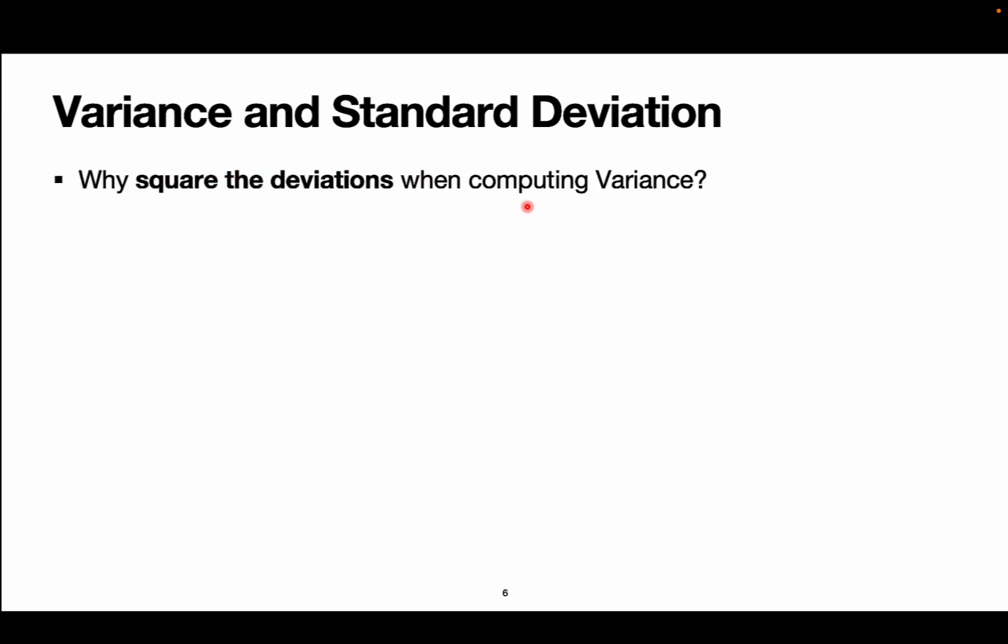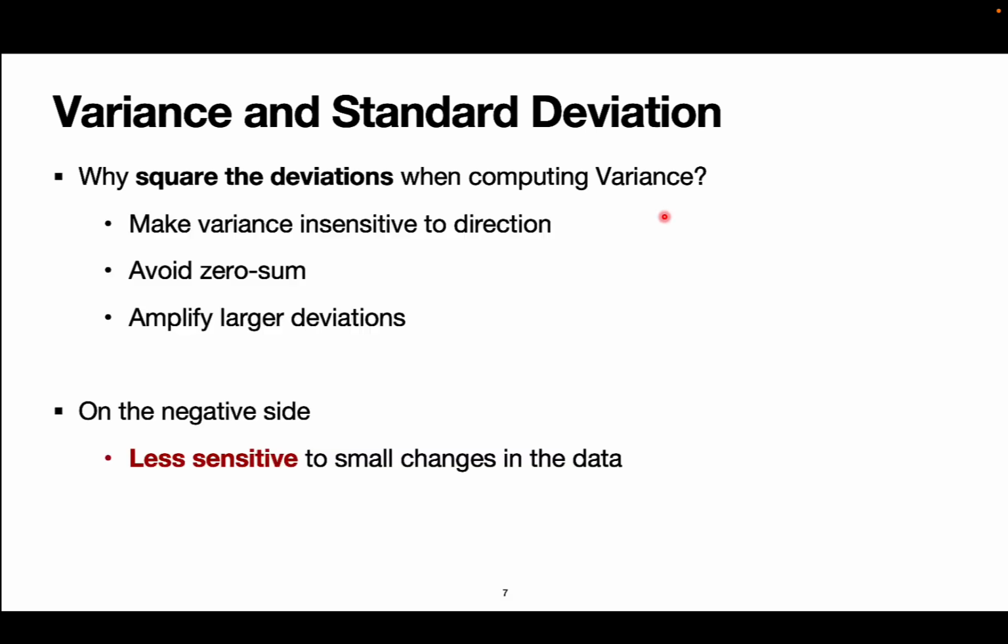So now we get to a question to test our understanding. Why square the deviations when computing the variance? There are many reasons to choose squaring the deviations over something else, like taking the absolute values. This method will make the variance insensitive to the direction, avoid the zero sum, and also give more weight to the larger deviations, so we can detect the spread of the distribution.